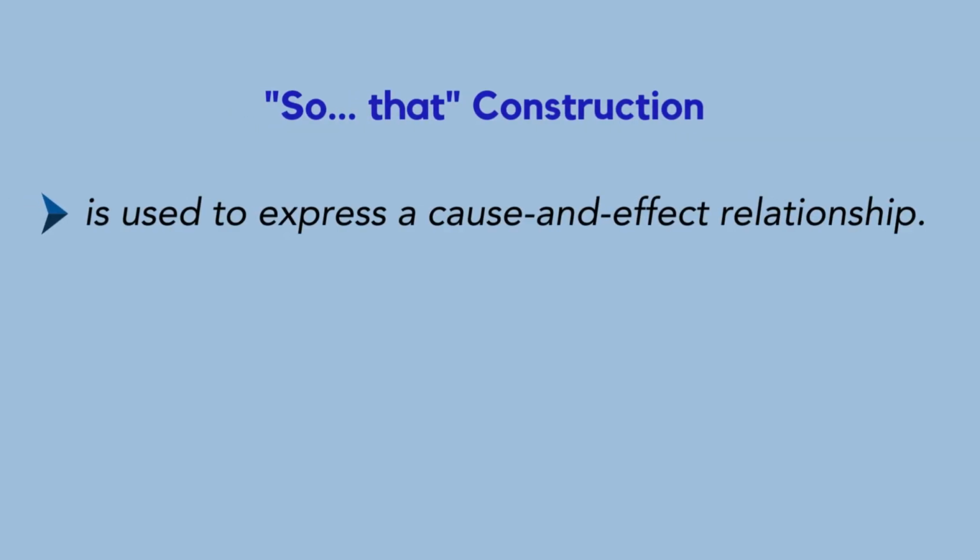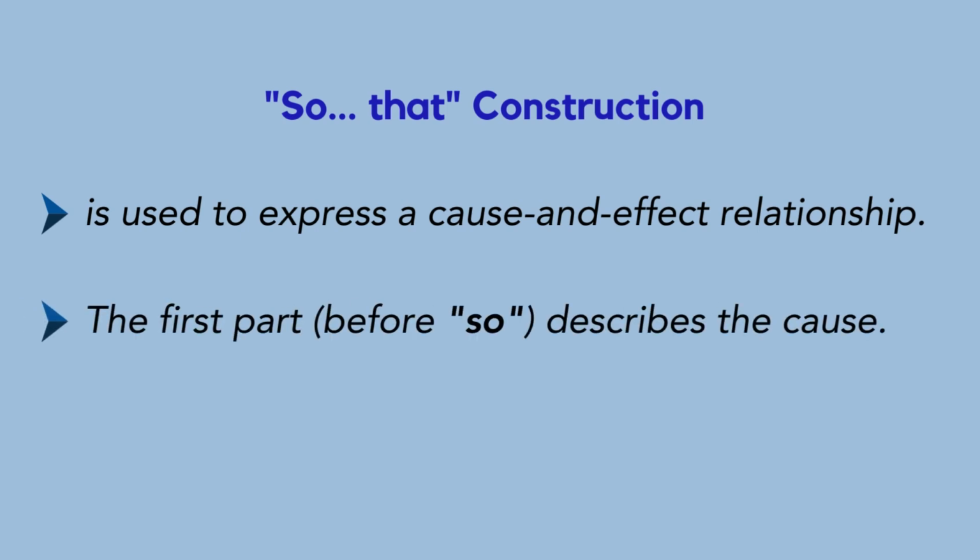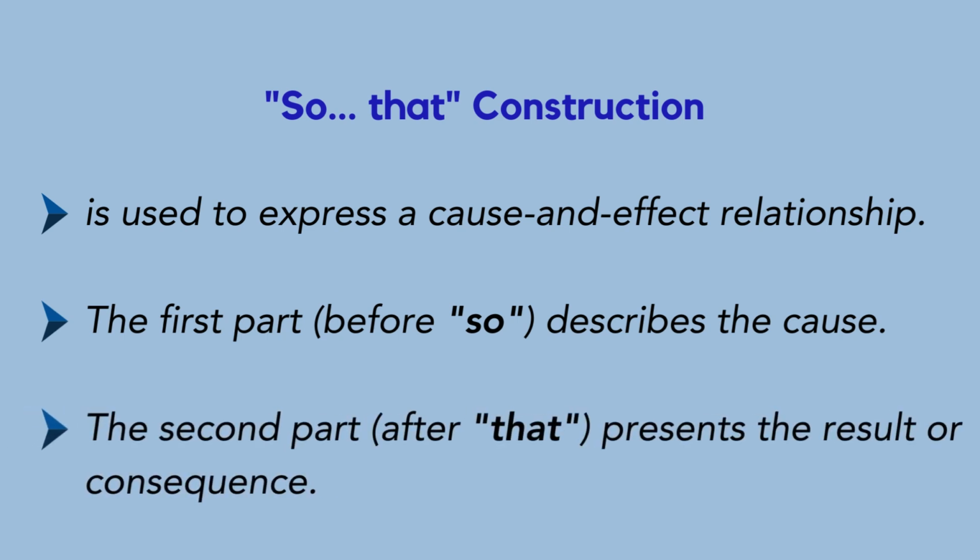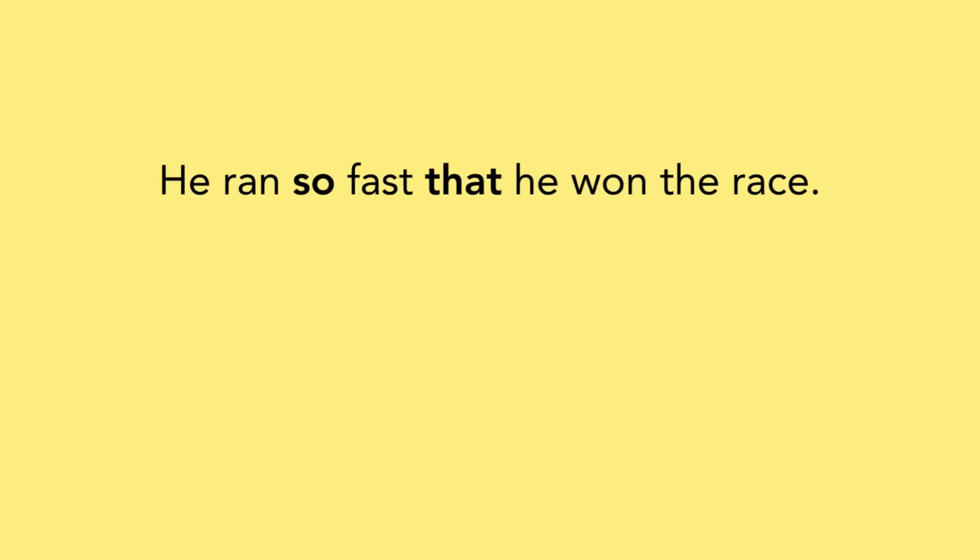So that construction. The so that construction is often used to express a cause and effect relationship, where the first part, before so, describes the cause, and the second part, after that, presents the result or consequence. Here are some examples. He ran so fast that he won the race.